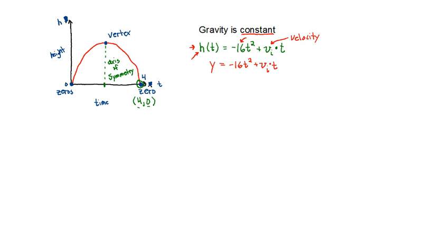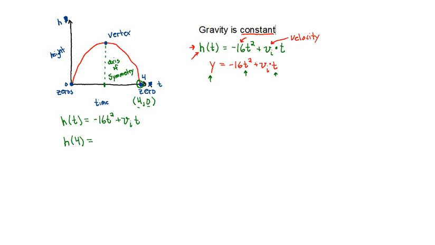And so we can plug that in. 4 seconds will, of course, go in for t. And then the height of 0 is going to go in for y. So we'll be left with the equation. Here I'll write the function. h(t) is equal to negative 16 t squared plus v_i t. And into that we are plugging in 4.